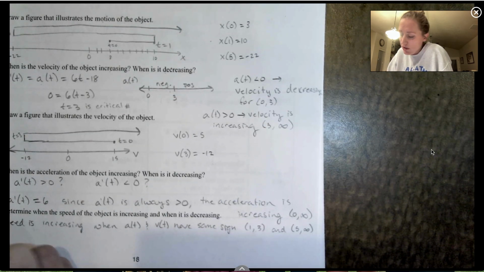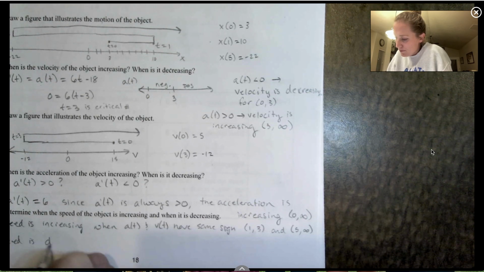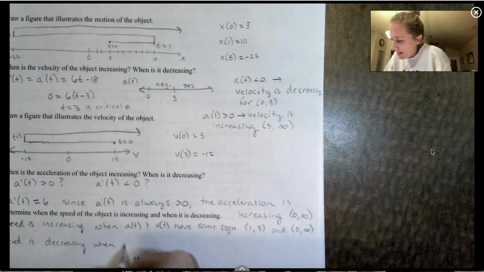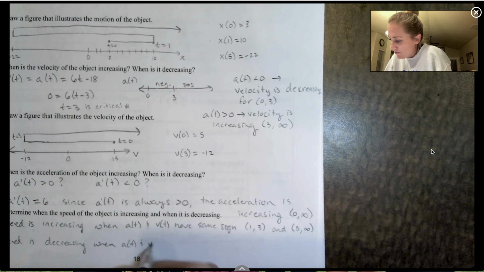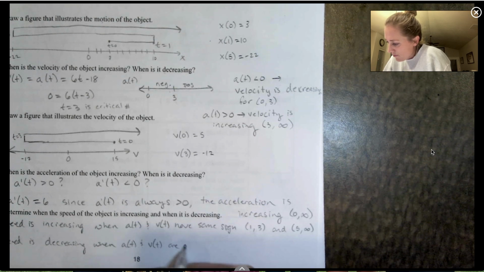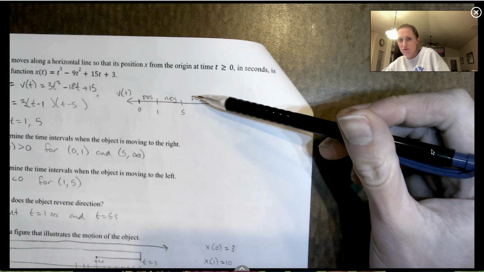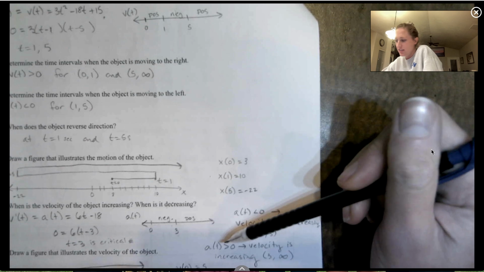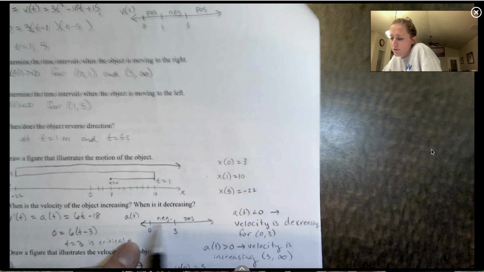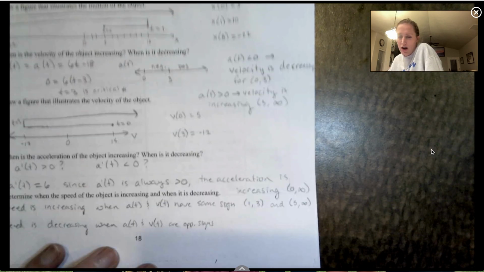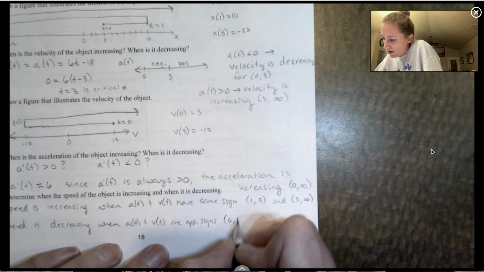So speed is decreasing when a and v are different signs. Where does that happen? Again looking at my sign charts, here's velocity and here's acceleration. It's positive from 0 to 1, and it's negative from 0 to 1 here. So that is when they are opposite signs. They are opposite signs from 0 to 1.